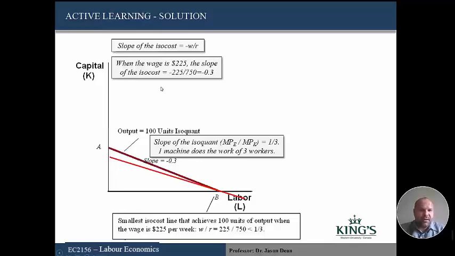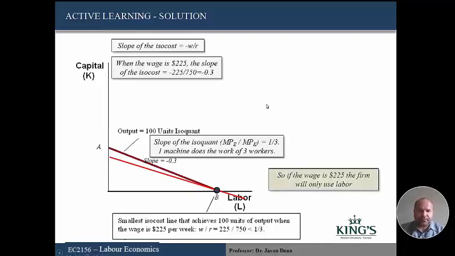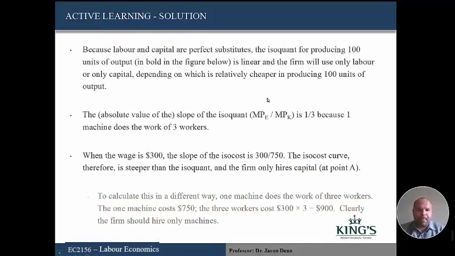So with this type of isoquant, it's always going to be an either-or. If the slopes of the two are exactly equal, then you could pick any point. But for most cases, it's going to be one point or the other. Next, here is just an explanation of the solution that we went through.